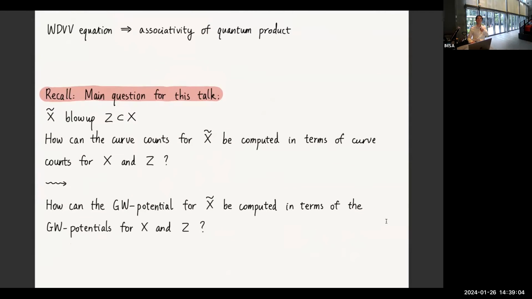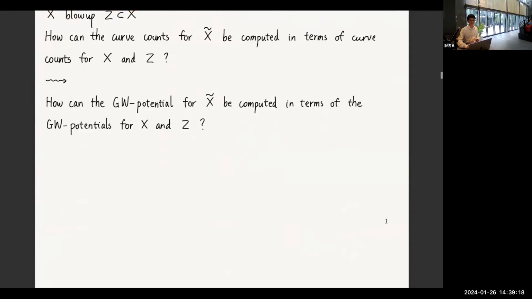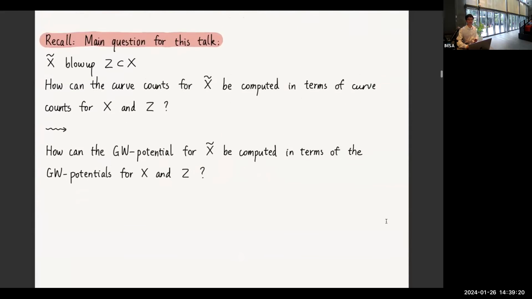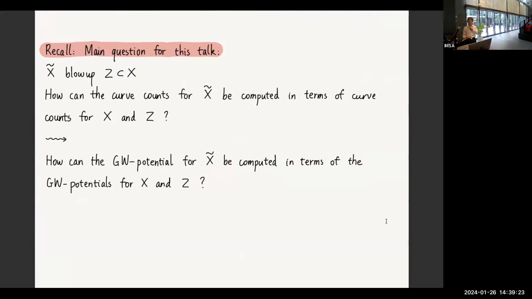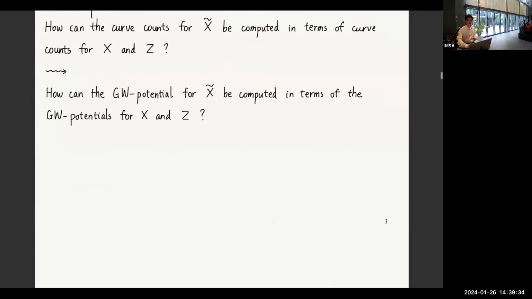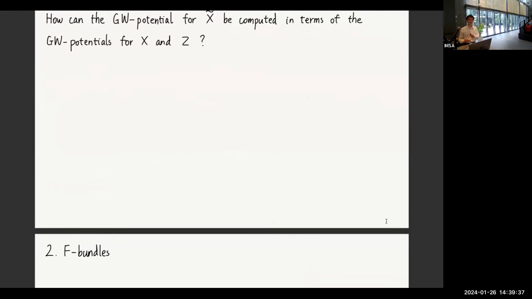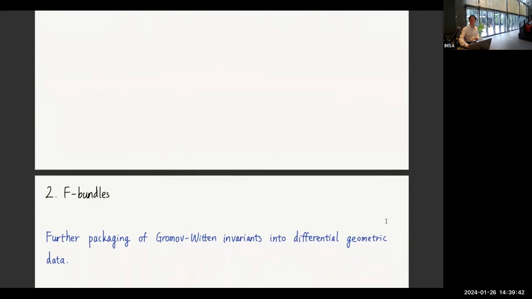So now the question becomes, how can the Gromov-Witten potential for X tilde be computed in terms of the Gromov-Witten potential for X and Z? In order to answer this question, how do we relate these two power series? We introduce this notion of F bundle that already appeared in Maxim's lecture. Here, I have maybe a bit more precise formulas.